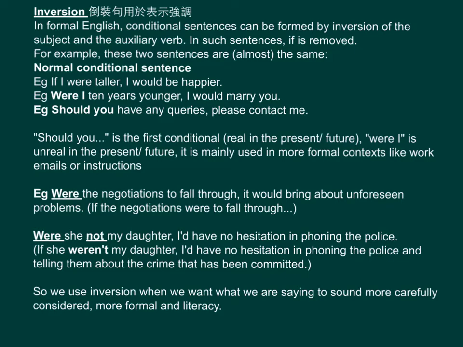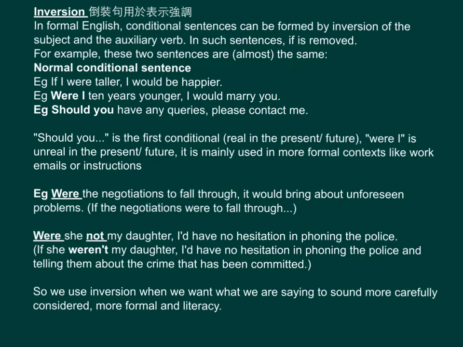Inversion: 倒裝句呢用喺表示強調嘅喎，大家仲記唔記得取代 if 嘅倒裝句啊？ In formal English, conditional sentences can be formed by inversion of the subject and the auxiliary verb. In such sentences, if is removed. For example, these two sentences are almost the same. Normal conditional sentence: if I were taller, I would be happier. Conditional sentence with inversion: were I taller, I would be happier.